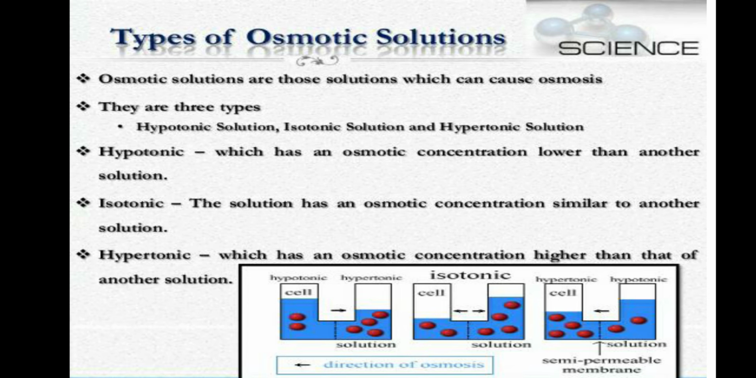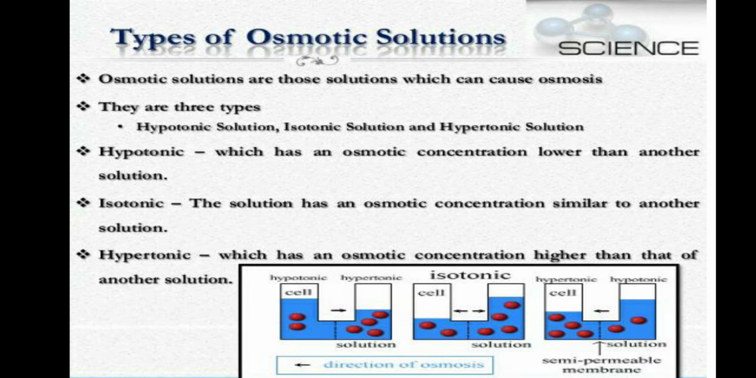More water is present inside the cell and less water is present outside the cell, so exosmosis will occur. The cell will lose water and the cell will shrink. This shrinkage of the cell is known as plasmolysis and the cell is known as a plasmolysed cell.